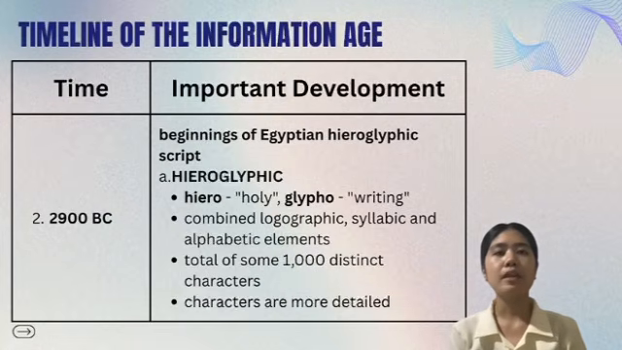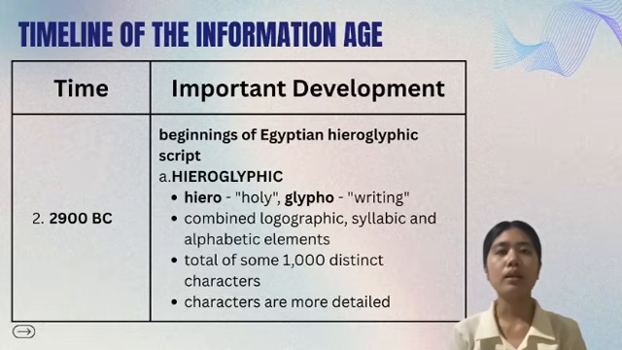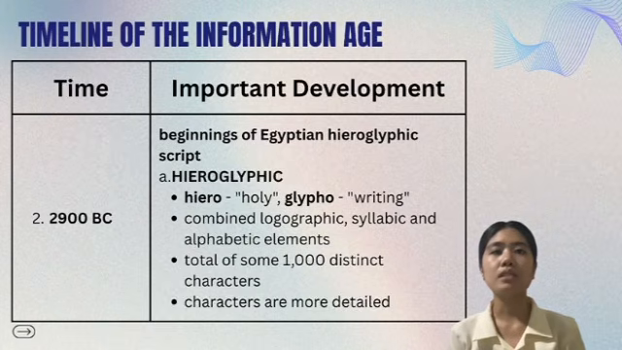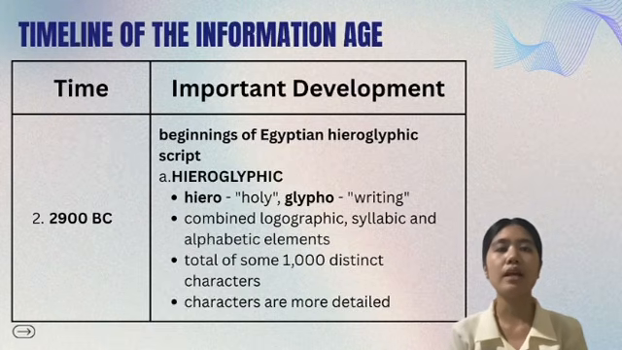Next is the Egyptian hieroglyphic script, which began around 2900 BC. The word hiero means holy, while glypho means writing. Hieroglyphic was a complex writing system that combined logographic, syllabic, and alphabetic elements. It had around 1000 distinct characters. The characters were also very detailed, making hieroglyphic writing visually distinctive. This became an important system for the ancient Egyptians to record and communicate information.